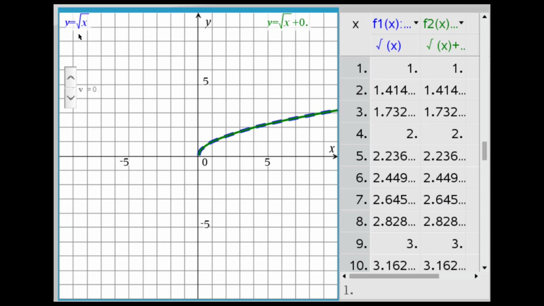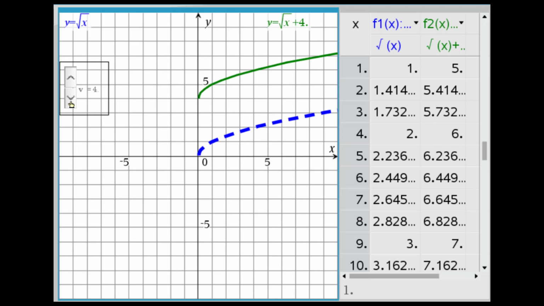Here the parent function is y equals the square root of x in dashed blue, and y equals the square root of x plus some constant, and the slider controls the value for v. Notice right now again the coordinates are identical. So I'll go look at y equals the square root of x plus 1. Notice what's happened to the curve, what's happened in the y coordinates. Y equals the square root of x plus 2. Look at the graph, look at the table. Y equals the square root of x plus 3, plus 4.